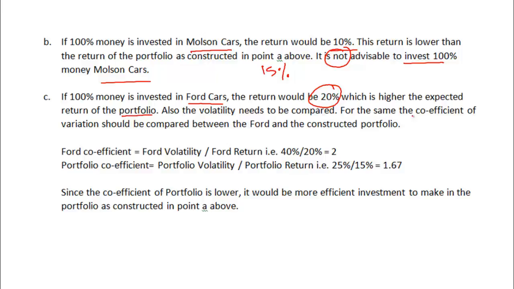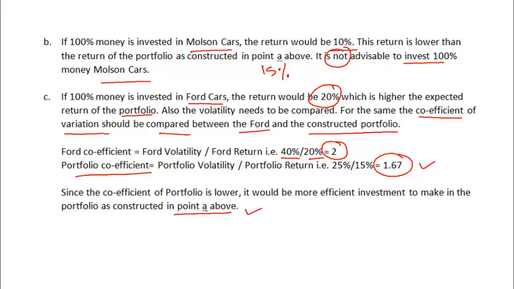Now we need to find out the coefficient of variation so that we can compare between Ford and the constructed portfolio. Now the coefficient of Ford is 40% divided by 20%, that is 2. And the portfolio coefficient is 1.67. Since the coefficient of the portfolio is lower, it would be more efficient to make investment in the portfolio as constructed in point A above. As the coefficient of variation is lower, the better.